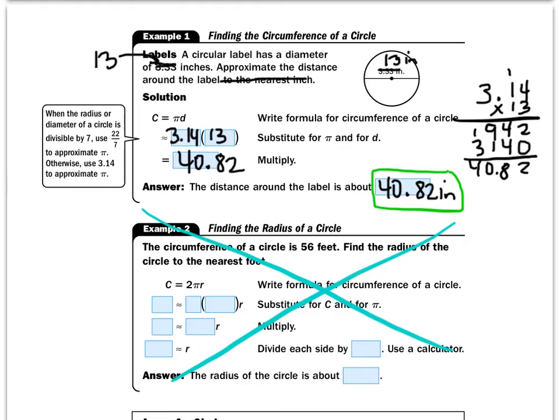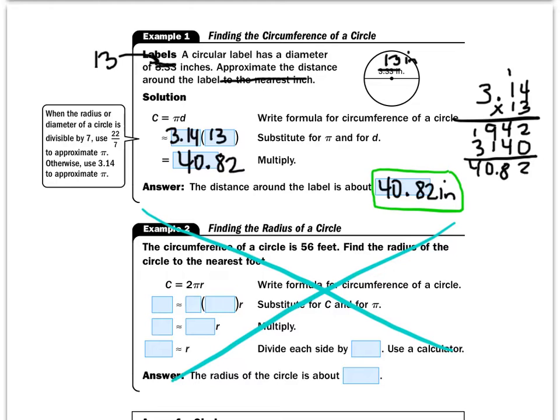Okay, take a look at example 1, finding the circumference. A circular label has a diameter, and I want you to cross out the 3.33 and put 13 inches. Approximate the distance around the label. So we know the diameter is 13 inches. We need to go around the circle. So we're going to use circumference equals pi times diameter. So let's replace pi with 3.14 and the diameter with 13.